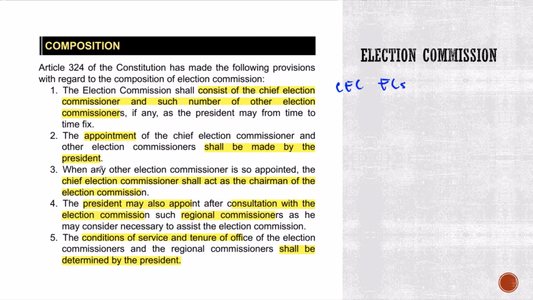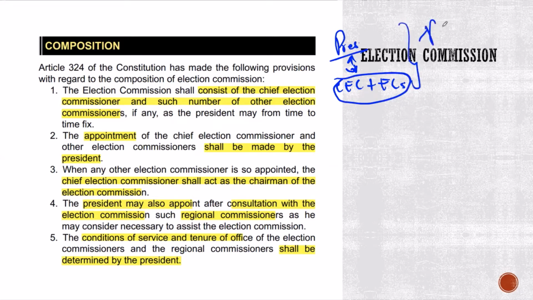President appoints. When the election commissioners are so appointed, the chief election commissioner shall act as the chairman of the Election Commission. The president may also appoint regional commissioners after consultation with the Election Commission. So let us say the CEC plus the election commissioners, plus the president consulting with them, and then you appoint regional commissioners. So this is the whole process here. And the conditions of service and the tenure of office are determined by the president.